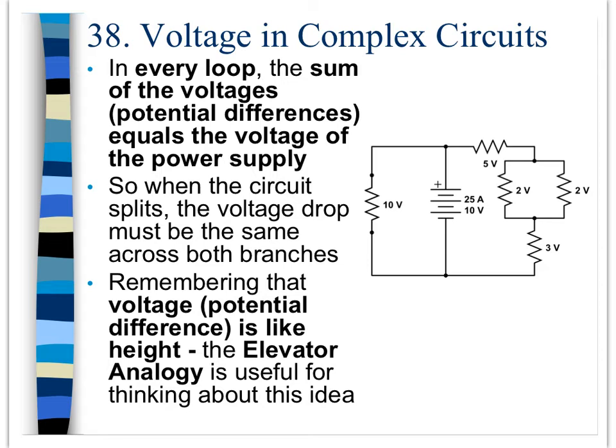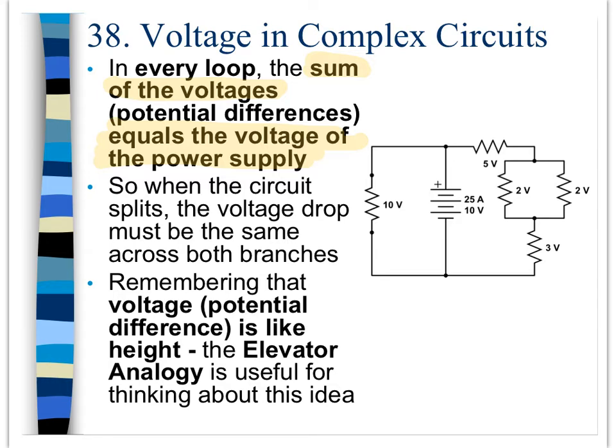So our rule here with voltage is that in every loop, every possible pathway through the circuit, the sum of the voltages, more properly known as potential differences, equals the voltage of the power supply or battery, whatever it is that's providing power to the circuit. Okay, so no matter what loop we take, and if we think about this circuit here, here's our battery, we could take this pathway, we could take this pathway, we could take this pathway. No matter what pathway we take, the voltage across that pathway must add up to the voltage of the circuit.